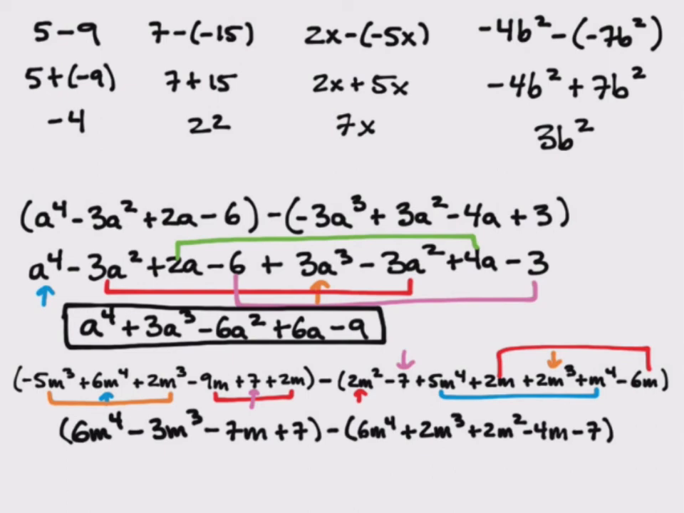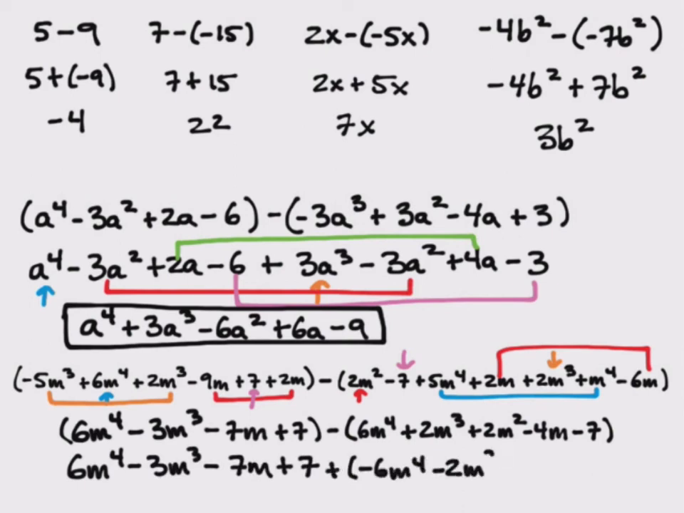So let's go ahead and first rewrite it as an addition problem. We change the operation from subtraction to addition, and we change the sign of every term in that second polynomial. And now that we're dealing with addition, you can totally disregard those parentheses because we don't need them, and all we have to do is collect like terms, and we're done.